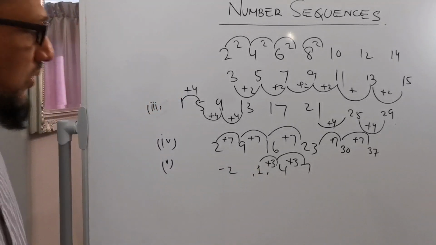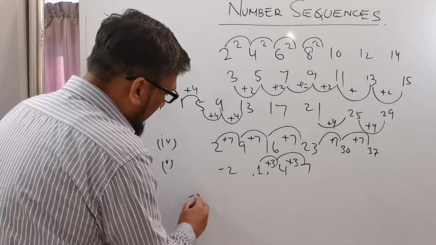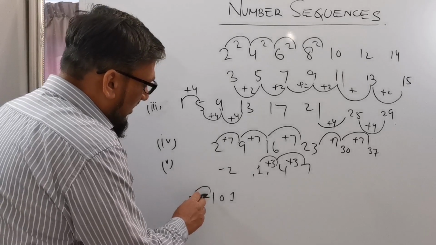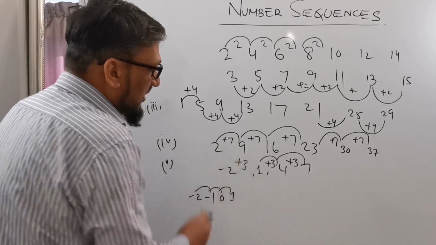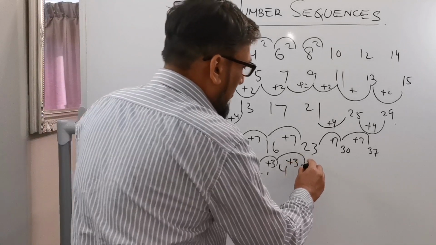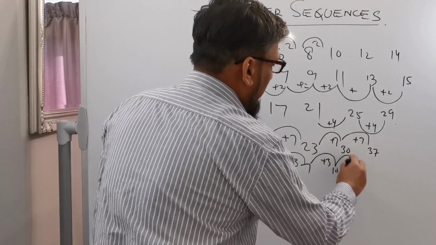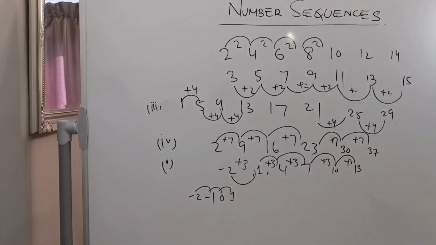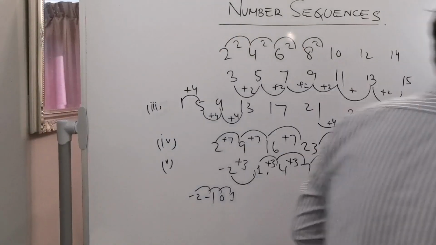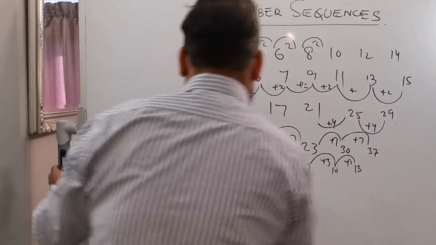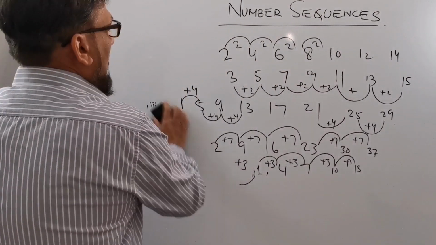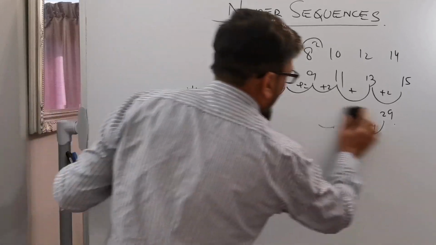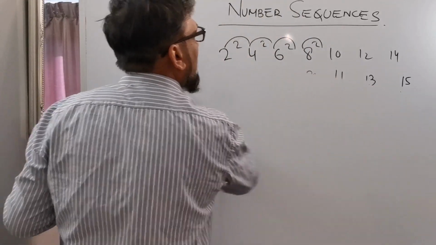minus 2 to 1: minus 2, minus 1, 0, and 1. So the differences are coming 1, 2, 3, so the addition of 3. We simply add plus 3, which is 10, and plus 3, which is 13. So this is the number sequence, with the same number of addition, either plus 4, 3, or 2.